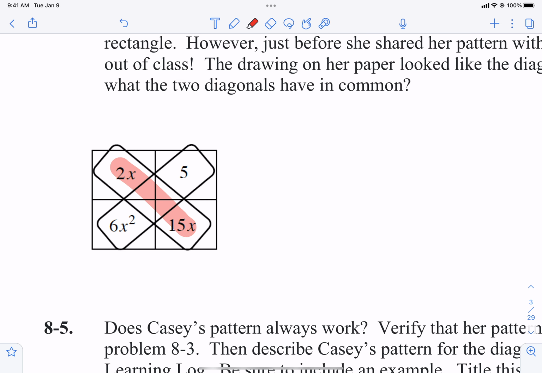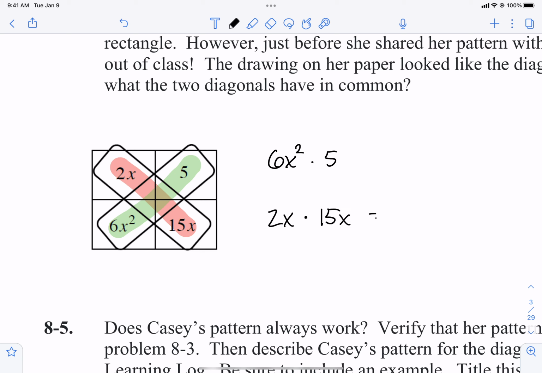So here's the first diagonal. Here's the second diagonal. And if we're looking at those diagonals, hopefully we notice something about them, and I can give you a hint. Hopefully you notice that there's something special that happens if I multiply the two diagonals together. So 6x squared times 5 and 2x times 15x.